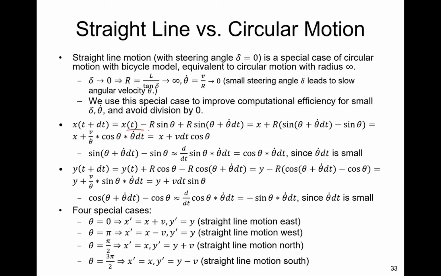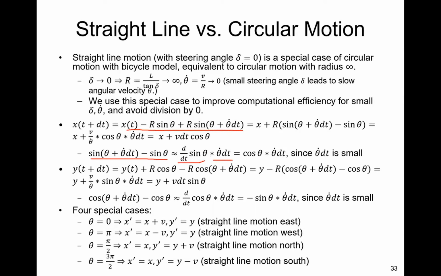However, you can derive the special case from the accurate general case. Here's the accurate equation, and you realize that this term here is actually the derivative of the sine function times theta dot dt. That's pretty much the definition of a derivative, assuming a straight line connecting the starting point and end point, and the derivative is the slope of the line.